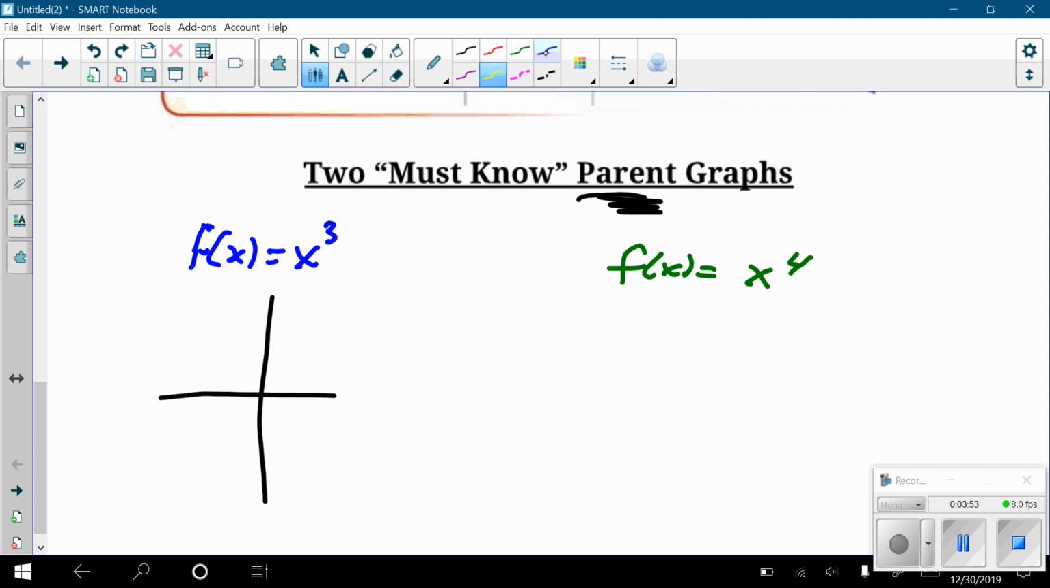x cubed looks just like this. I'll do it in a different color. Okay.